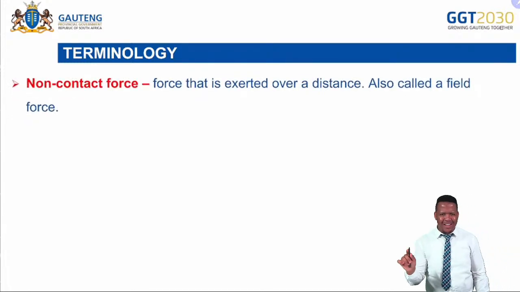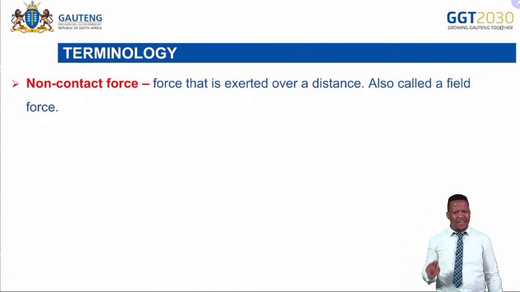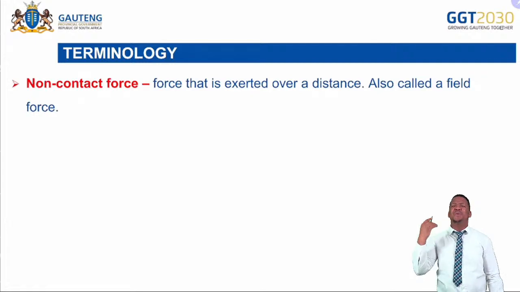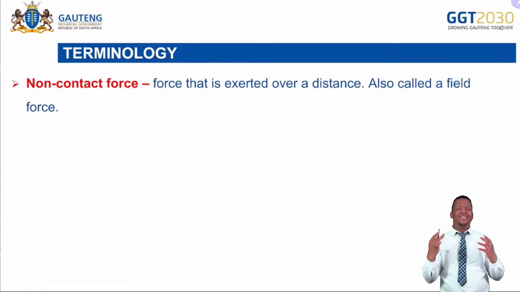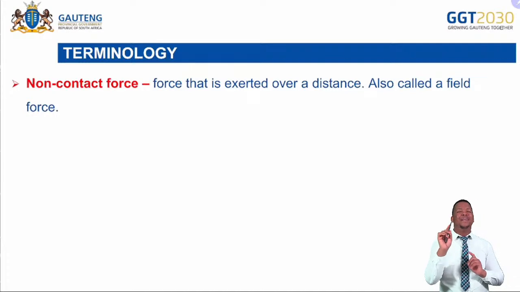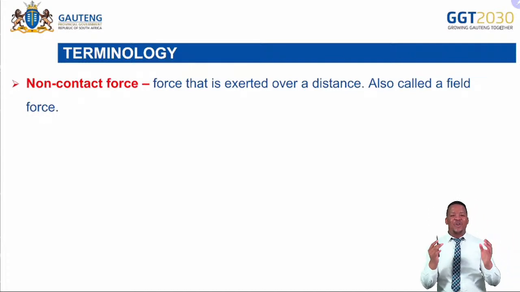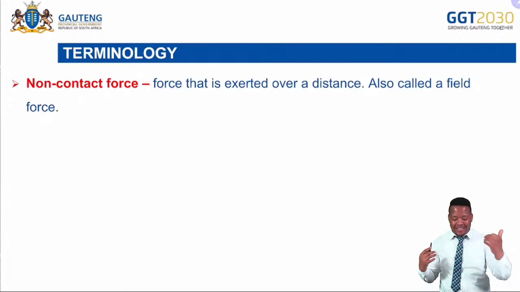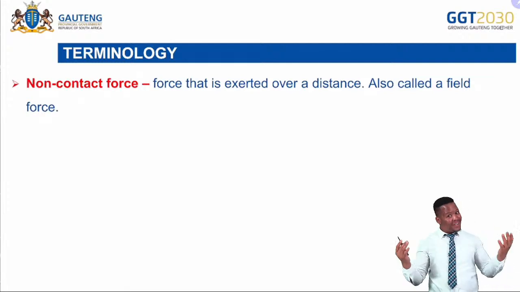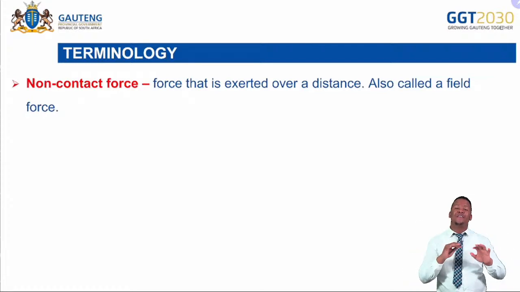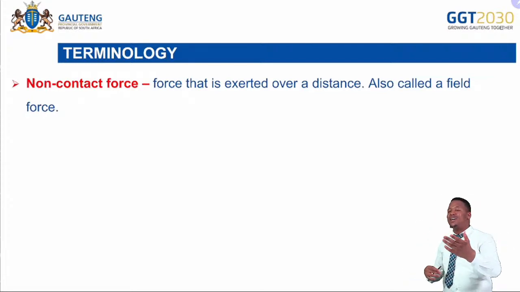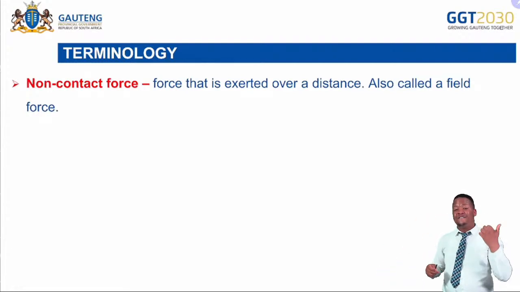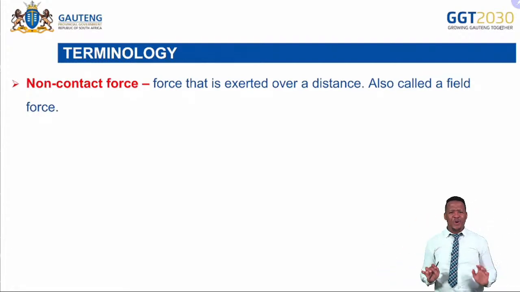Still continuing with our terminologies: non-contact force, which is our main topic for today. What do we know about non-contact forces? How can we define or describe them? We simply say a non-contact force is a force that is exerted over a distance. It is also called a field force. If you don't want to say field force, you can call it non-contact force. If you don't want to say non-contact force, you can also refer to it as field force. Are we good so far?